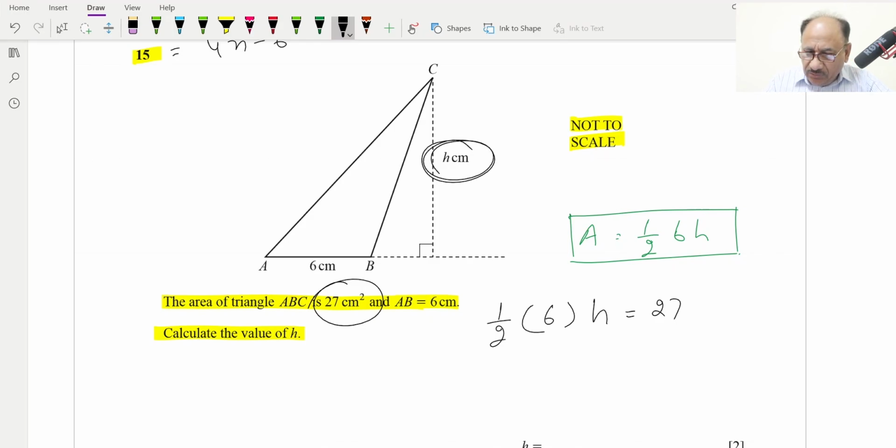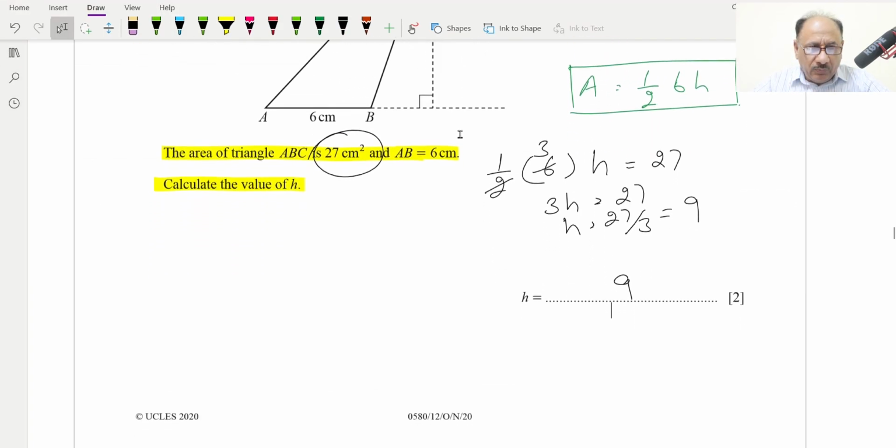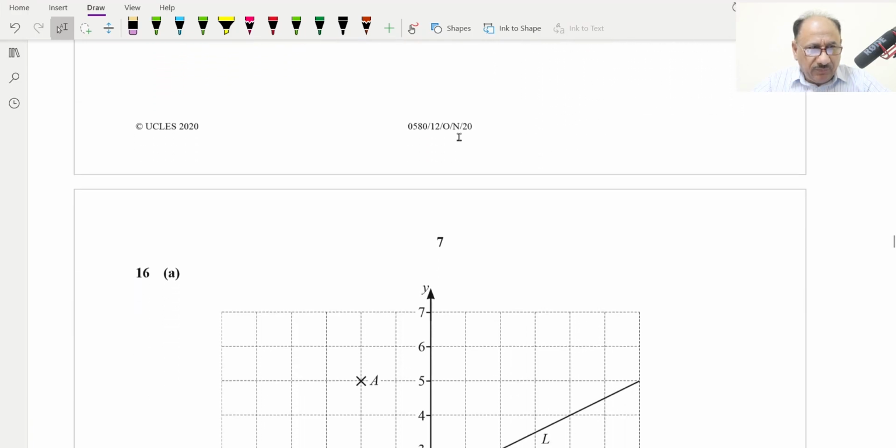So this we can cancel. So 3H is equal to 27, and H is equal to 27 over 3, which is equal to 9. So the H value will be equal to 9 over here. This is a 2-mark question which we are done with.